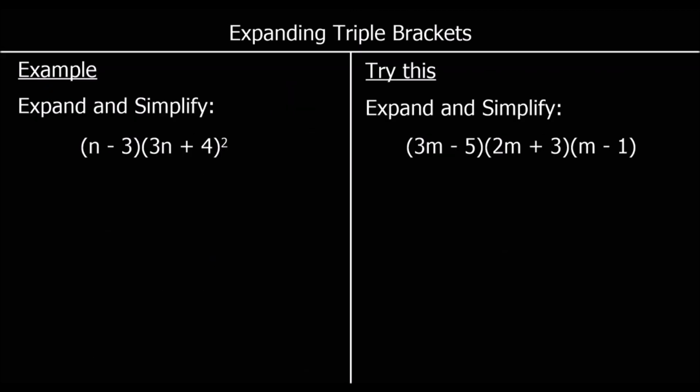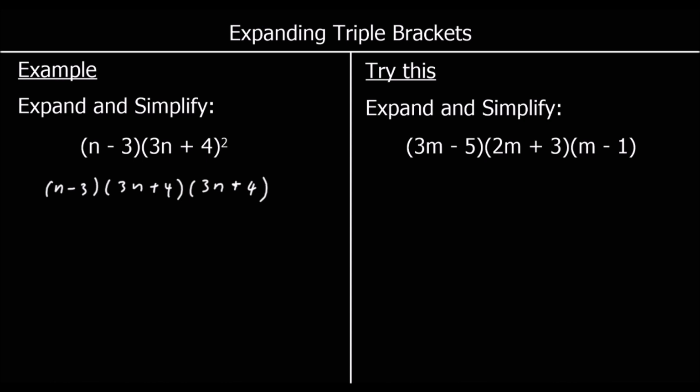To finish up, we've got expanding triple brackets. So we've got an example. We've got (n minus 3)(3n plus 4) squared. Squared means multiplied by itself. So we've got (n minus 3) times (3n plus 4) times (3n plus 4).